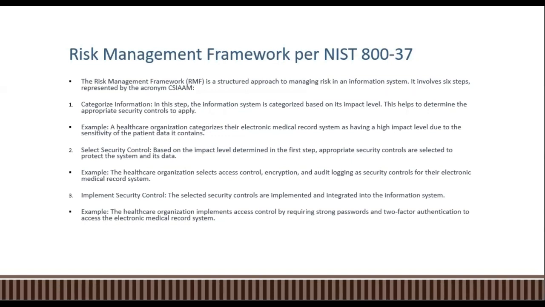Example, a healthcare organization categorizes their electronic medical records as having a high impact level due to the sensitivity of the patients' data it contains. Second, select security controls. Based on the impact level determined in the first step, appropriate security controls are selected to protect the system and its data. Example, the health organization selects access control, encryption, and audit logs as security controls for the electronic medical records.